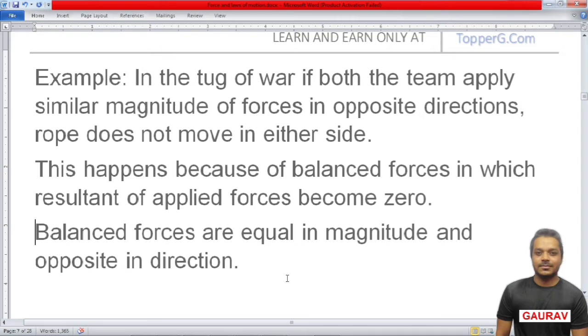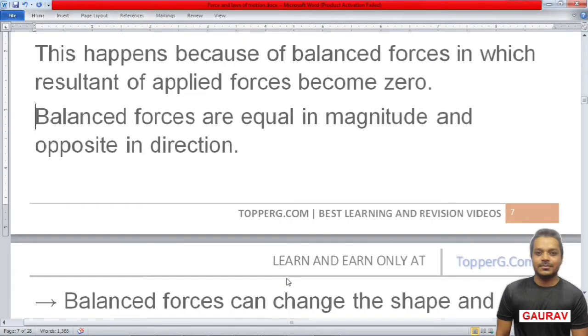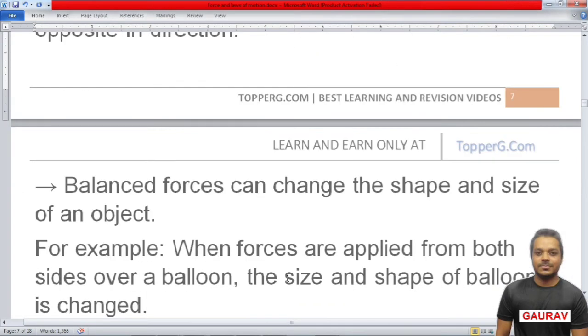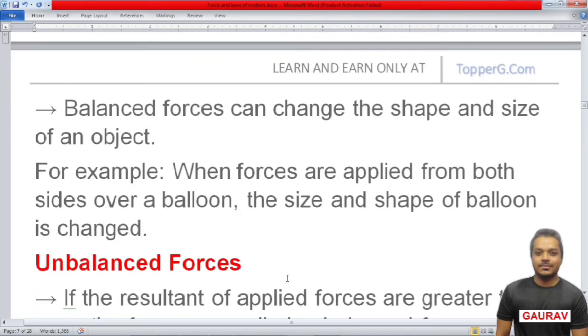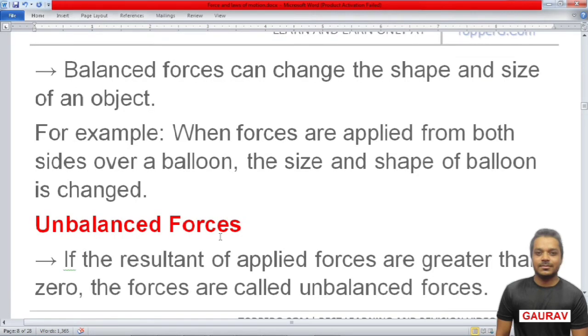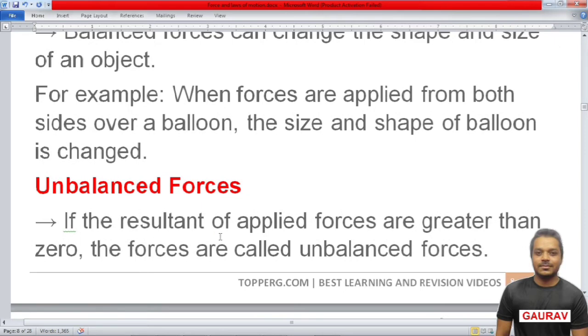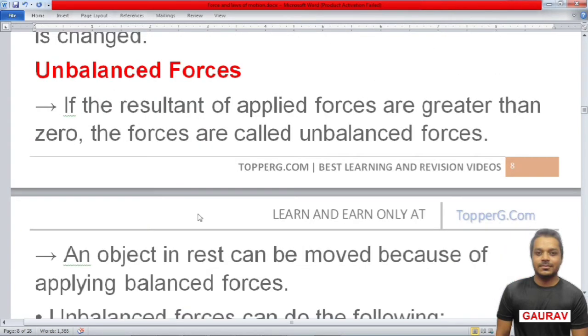Balanced forces are equal in magnitude and opposite in direction. Balanced forces can change the shape and size of an object. For example, when forces are applied from both sides over a balloon, the size and the shape of the balloon is changed. Unbalanced forces. If the resultant of applied forces is greater than 0, the forces are called unbalanced forces.